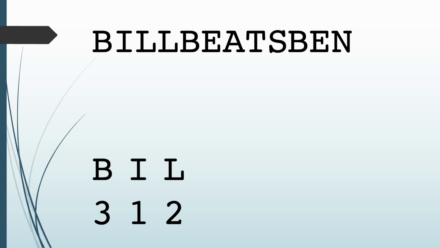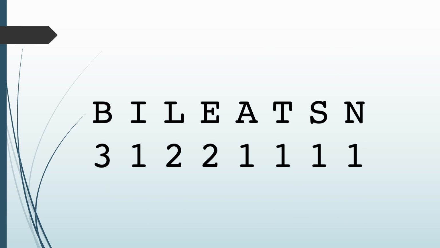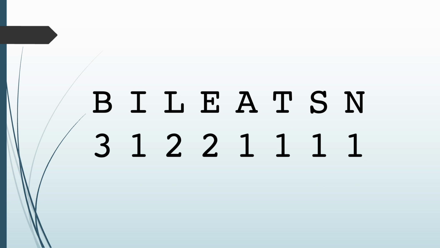Notice the next letter after L is B. Since we've processed B before, we skip this instance and go straight to the next alphabet, which is E. Repeat this action until the end of the source. You will get the following note. The source alphabets: B, I, L, E, A, T, S, and N, and their probabilities of 3, 1, 2, 2, 1, 1, 1, and 1.